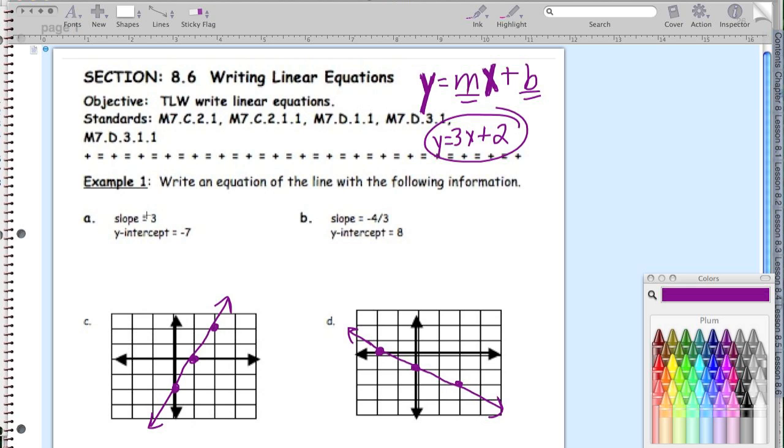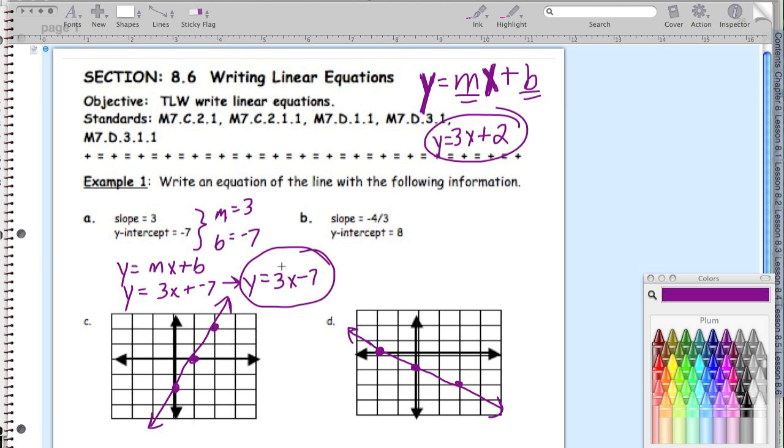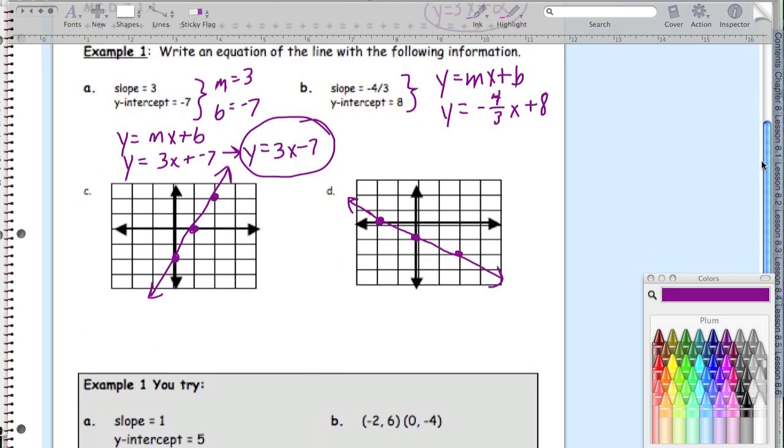Example A, they're giving us the slope is 3 and the y-intercept's -7. So really, all we have to do is substitute these values in. So it's going to be y equals, we know our original, so y equals 3x plus -7, which then is going to become y equals 3x minus 7. And that's our equation in slope-intercept form. In letter B, same concept. They're giving you the slope and the y-intercept. So if I think of my original y equals mx plus b, it's going to be y equals -4/3 x plus 8. I'm going to substitute -4/3 in for m, my slope, and 8 in for b, my y-intercept.